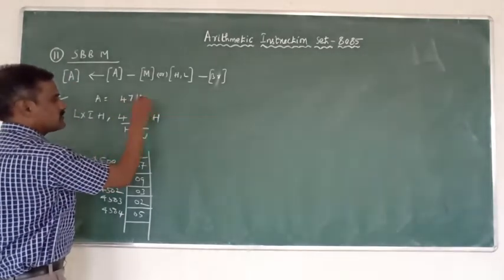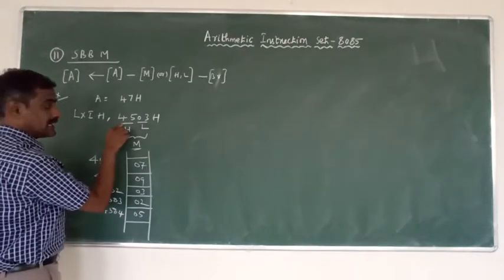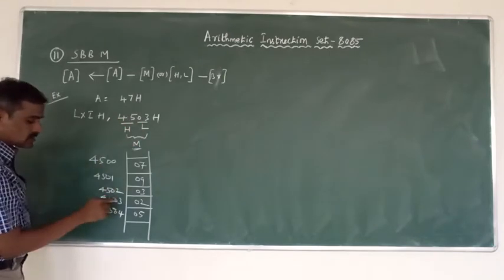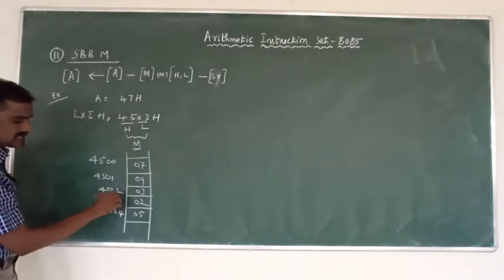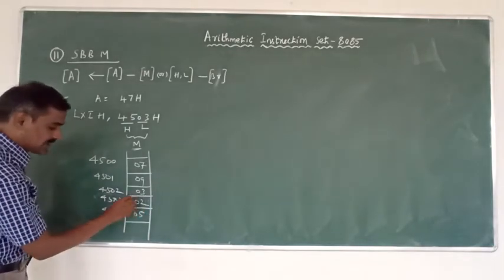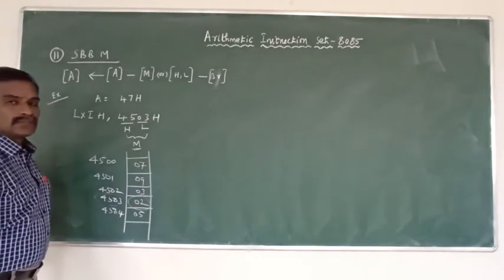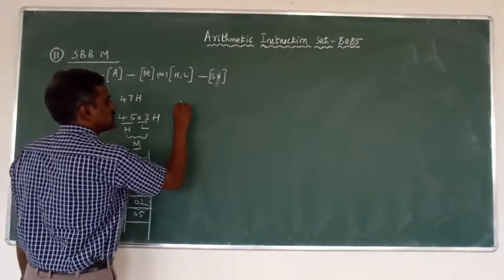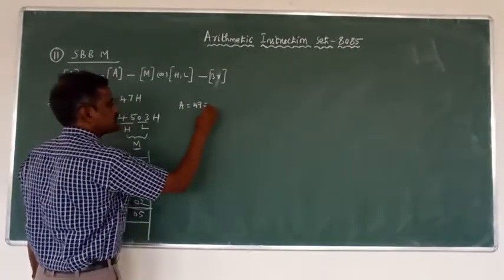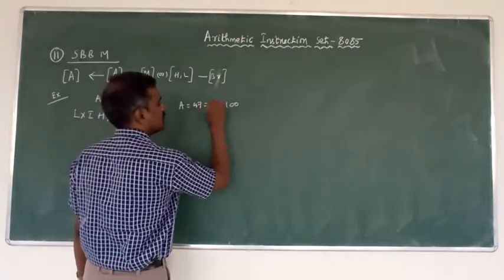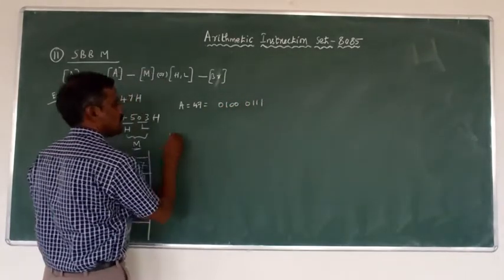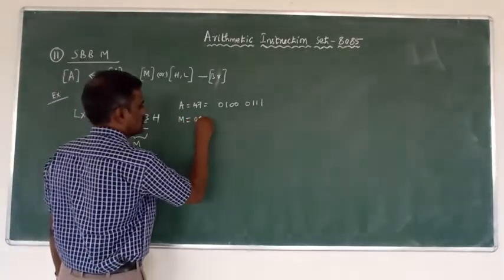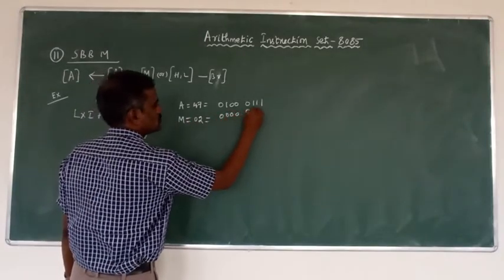Here the accumulator data is 47 and the memory address is initialized in the HL register pair. Address is 4503. This is called the memory address. 4503 is a memory address. In this address location, 02 data will be available. So we have to subtract it from the accumulator data. Accumulator 47 is 0 1 0 0 0 1 1 1, and the memory address location data 02 is 0 0 0 0 0 0 1 0.